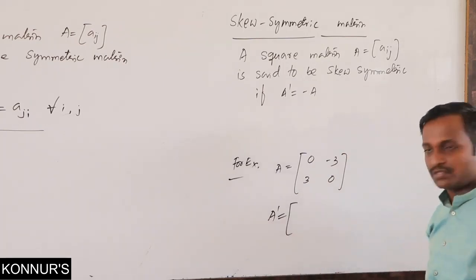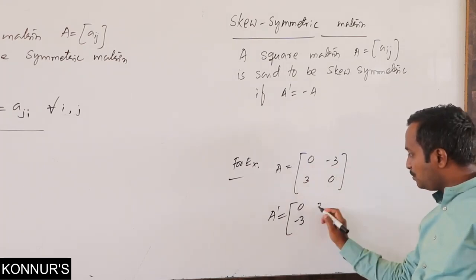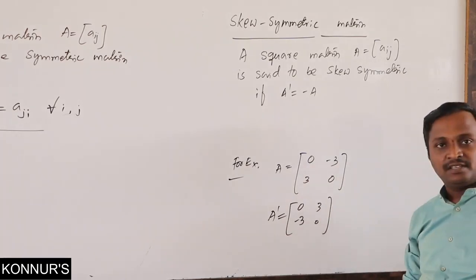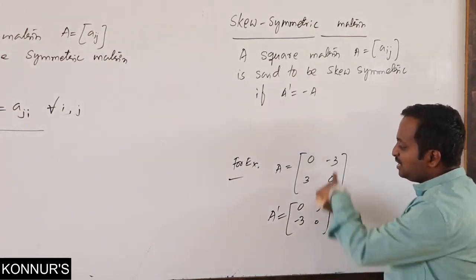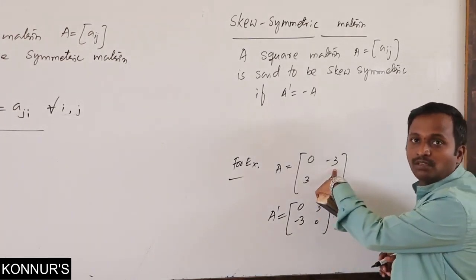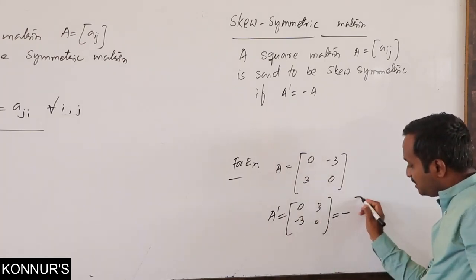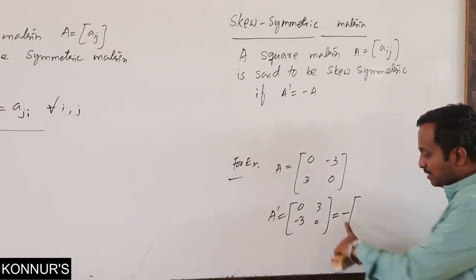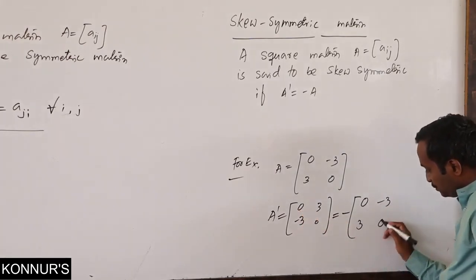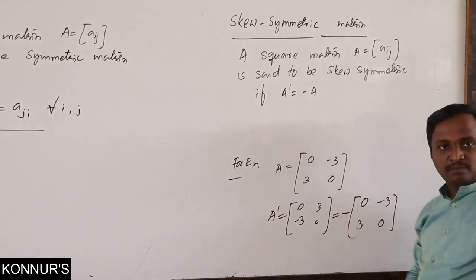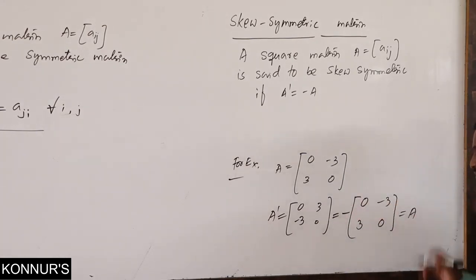Interchanging the rows and columns: 0, this is the row, this becomes column. This is the row, this becomes column. Right? Taking minus common, are both the same or not? Both are not the same. 0, minus 3, 0, 3. I will take minus outside, or multiply by minus: 0, minus 3, plus 3, 0. Multiplying by minus, you will get this side. So what happened now? It becomes A only.